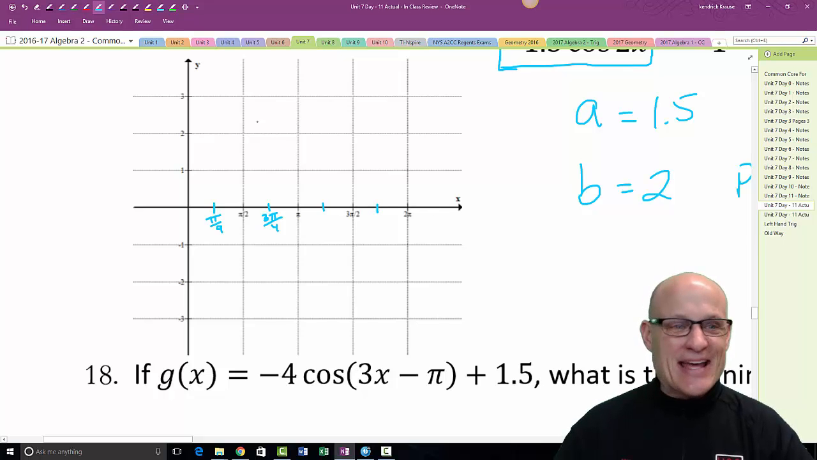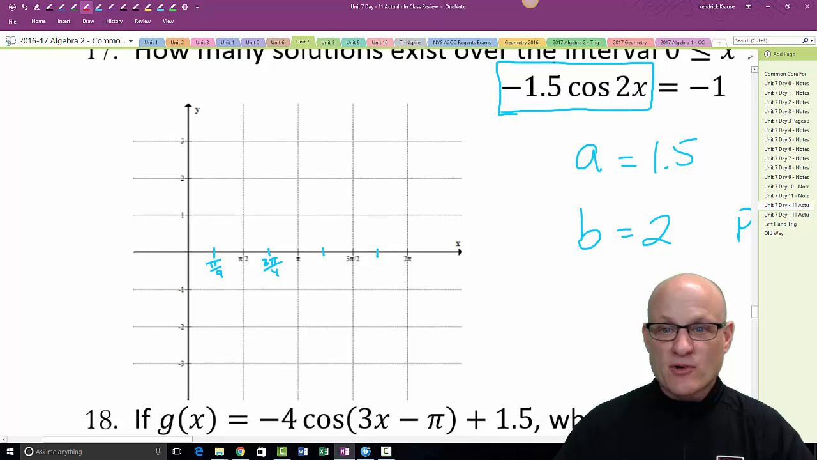The reason I did that was because I want to graph this thing accurately. It's going to start at a min because it's negative 1.5. Because it's negative, I'm going to start at a min, negative 1.5. Now I'm going to end at a min. Be careful, where am I ending? Oh, I'm ending here.